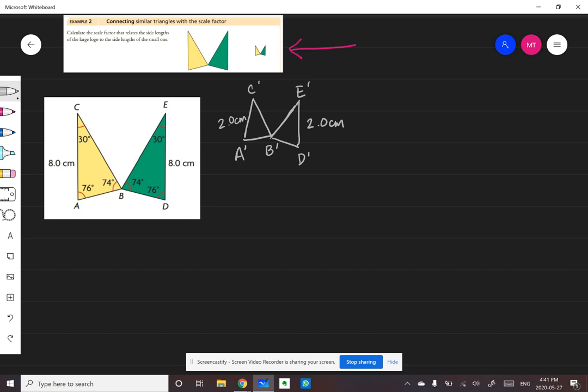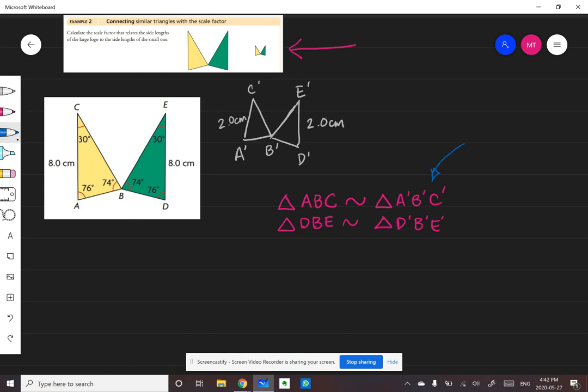And if we want to make a statement that they are similar, what we do is we write triangle ABC is similar. So we use this little squiggle. It's kind of like a sideways S. Triangle ABC is similar to triangle A prime, B prime, C prime, and also triangle DBE is similar to triangle D prime, B prime, E prime.